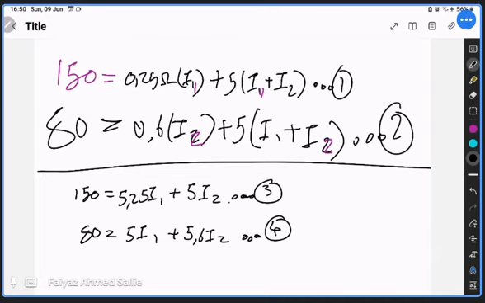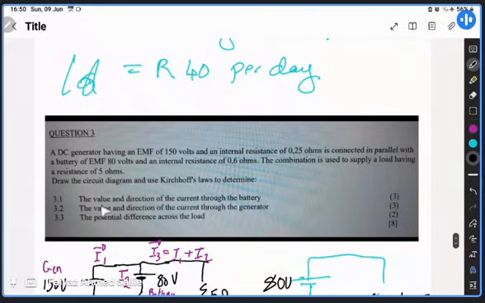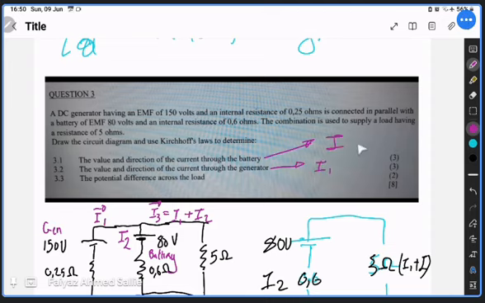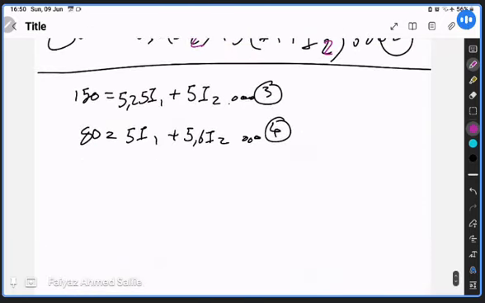So now, what does the question say? Let's go back to the question. The value and direction of the current through the battery and the value and direction of the current through the generator. So the generator is I1 and the battery is I2. So basically they want us to find I1 and I2.